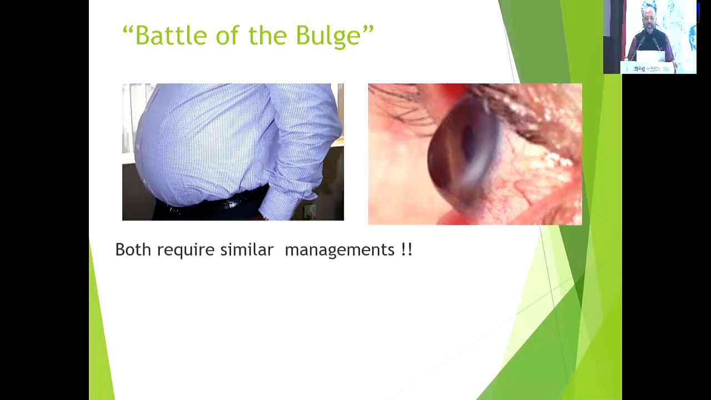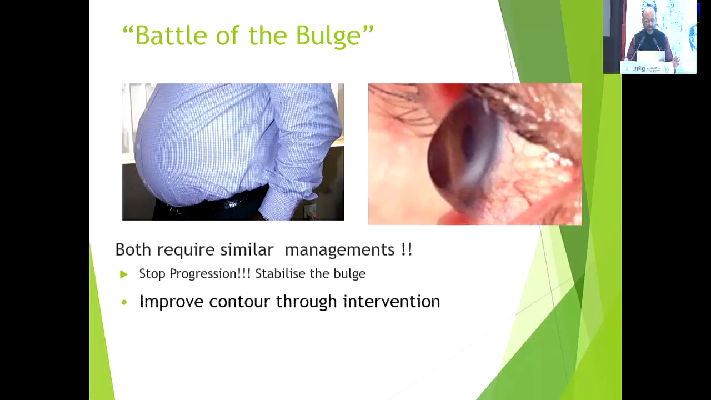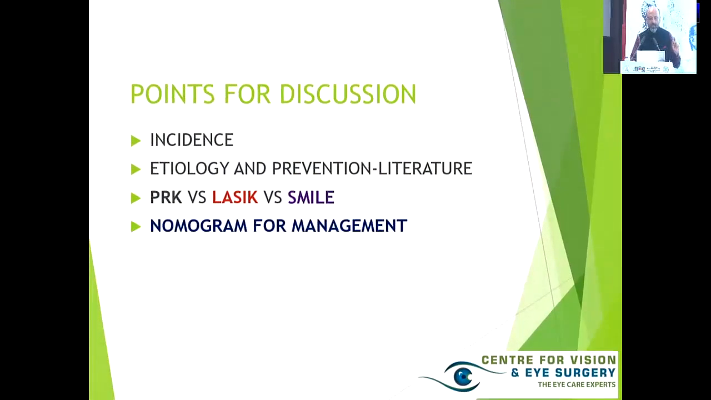So when you imagine keratectasia, the picture on the left and the right requires similar management. You've got to stop the progression, you've got to stabilize the bulge, you've got to improve the contour through intervention, and you need to have measurable results. Just for information, that is not me. So there are some points for discussion. One is, what is the incidence? Second, is there any way to predict it? Any etiology, prevention? What is the literature on that? And the broad three procedures which are most common, is there any difference?